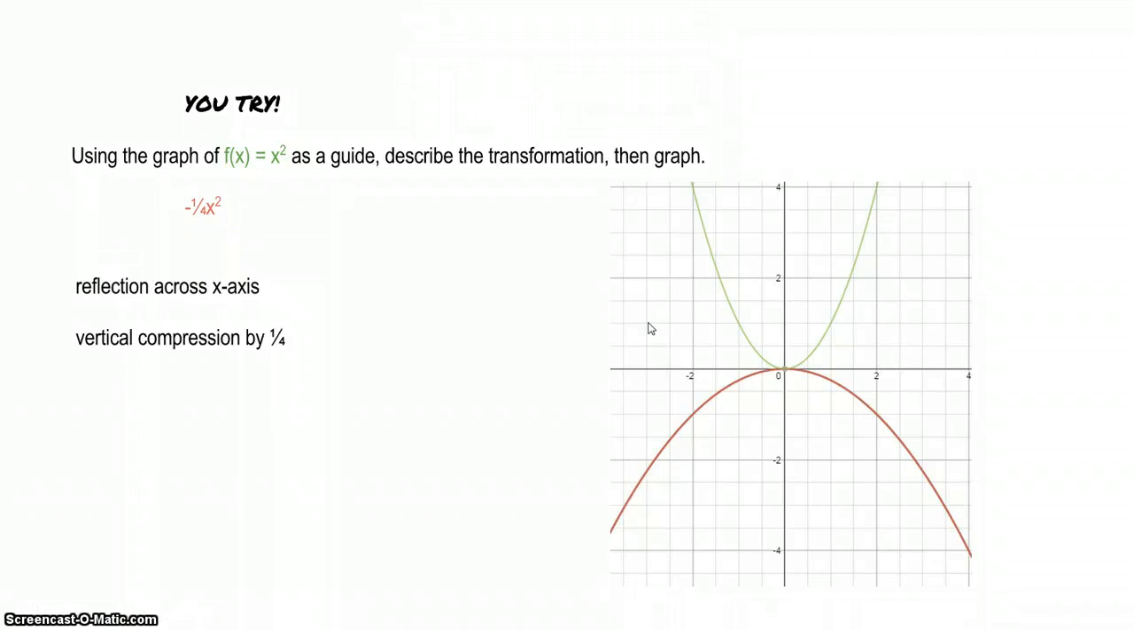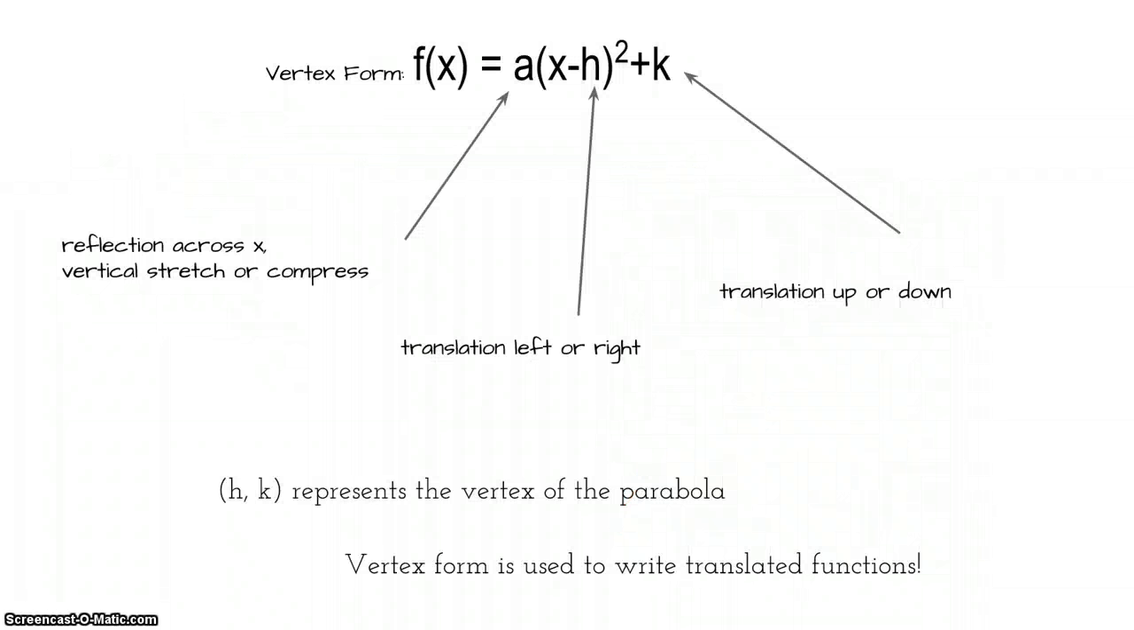Okay? All of these transformations are connected to what's called vertex form. And vertex form is a specific way to write the equation of a parabola. You maybe haven't seen this before. But vertex form incorporates A, which involves vertical stretch or compress and a reflection across the x-axis, H, and K. And the ordered pair (H, K) will always tell you the vertex of the parabola. We use vertex form to write translated functions. Let's look at how we actually do that.